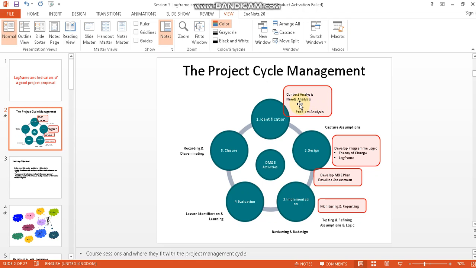What are the different needs existing in the area, and what are the different problems existing in the area? If we identify those problems or needs in a proper way, in a correct way, then we can move to the design stage. In this design stage, we can first prioritize all of the needs or problems that are identified in stage 1.